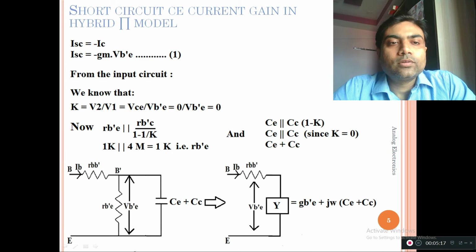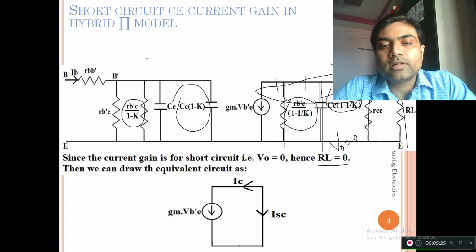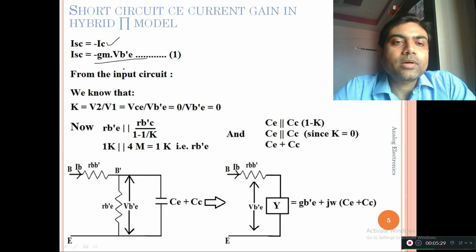Okay, now let us go further. ISC is nothing but minus of IC. And what is ISC? The only current source which is available in this circuit, that is gm into VB'E. So ISC is nothing but minus gm into VB'E. This is equation number 1.